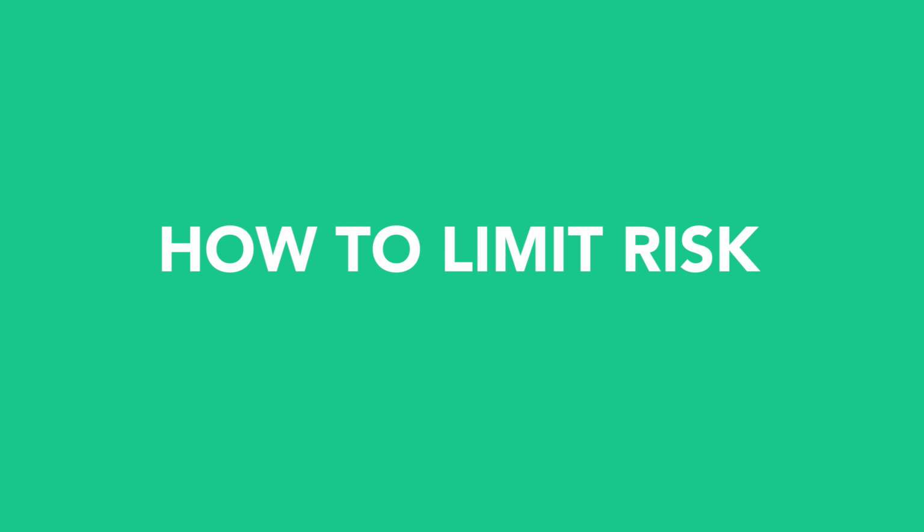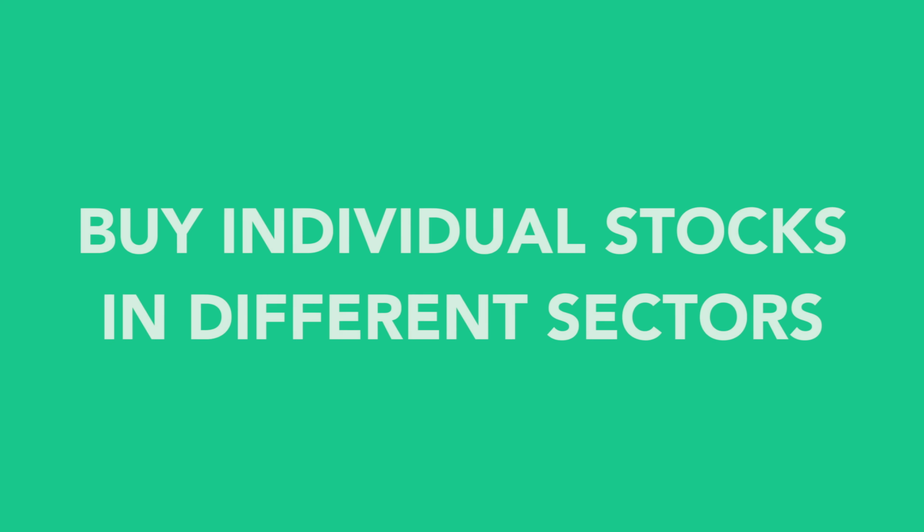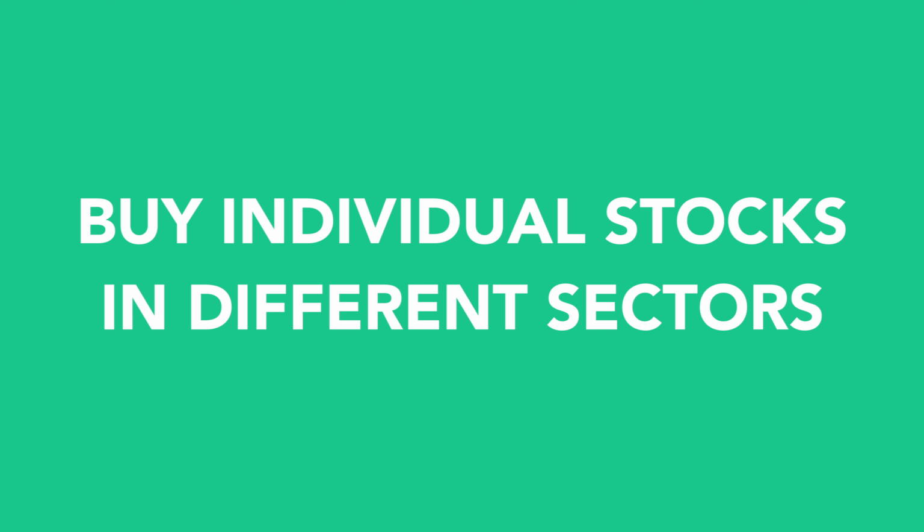So how do you decrease risk when you're buying stocks? You decrease risk by diversifying your portfolio. You don't want to put all your money into 1 stock. There are a few ways you can diversify. You can buy individual stocks spread across different industries, or you can invest in an ETF, an exchange traded fund.